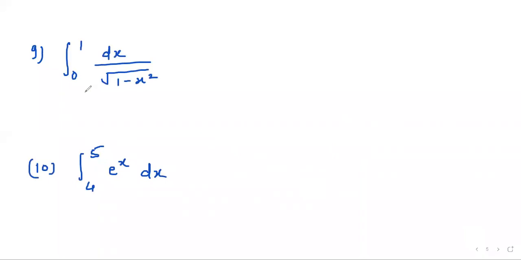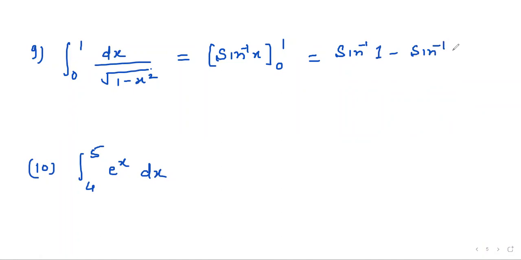Let's see the next question. Limit 0 to 1, integration dx upon root of 1 minus x square. And if you remember, integration of dx upon root of 1 minus x square is sine inverse x. So sine inverse x, and limits are 0 to 1. So sine inverse 1 minus sine inverse 0. Sine inverse 1 means the value of sine is 1, which occurs at pi by 2, minus 0. So the answer is pi by 2.